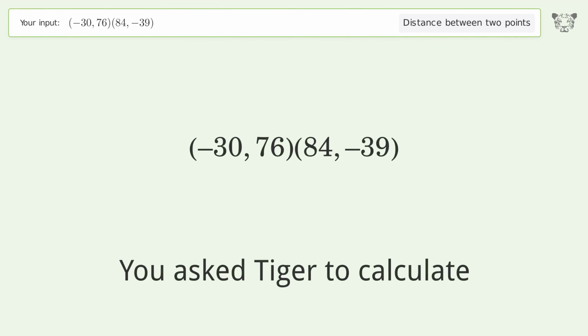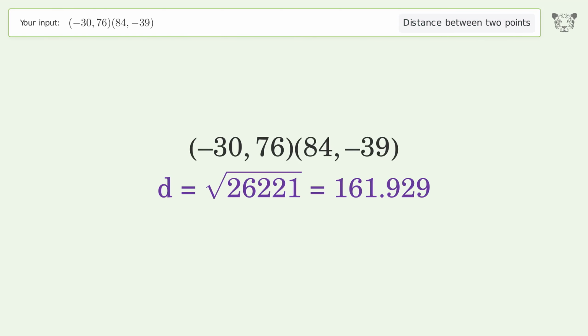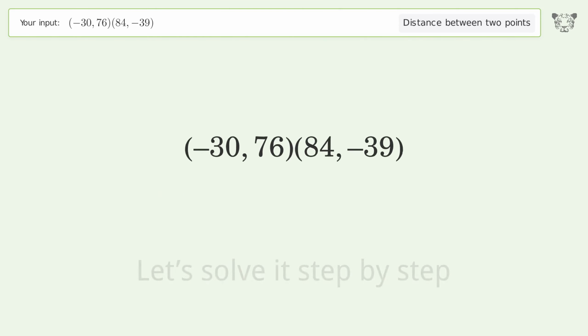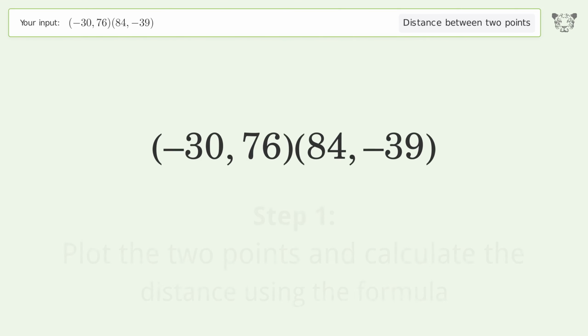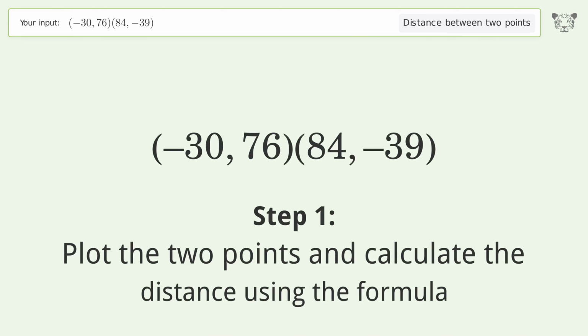You ask Tiger to calculate. This deals with the distance between 2 points. The distance between the 2 points is the square root of 26,221 or 161.929. Let's solve it step by step. Plot the 2 points and calculate the distance using the formula.